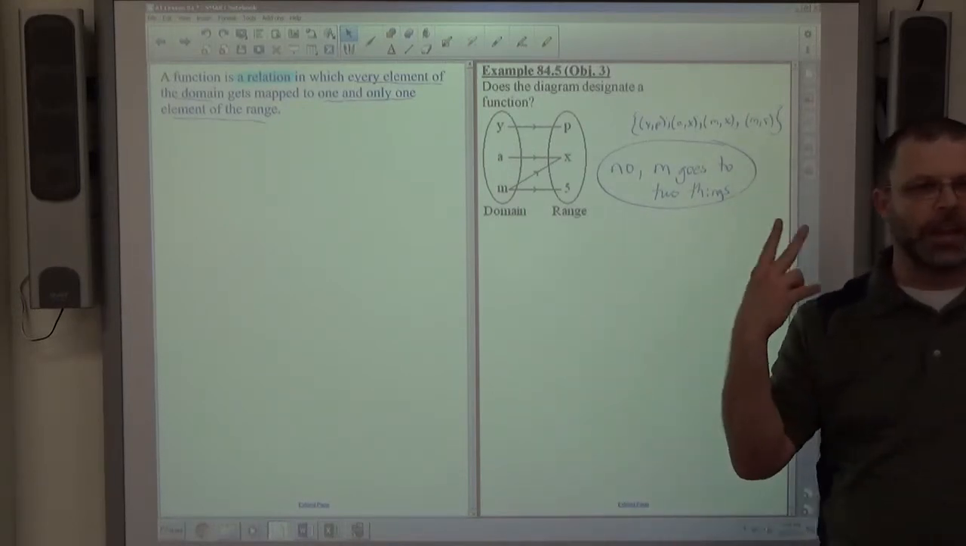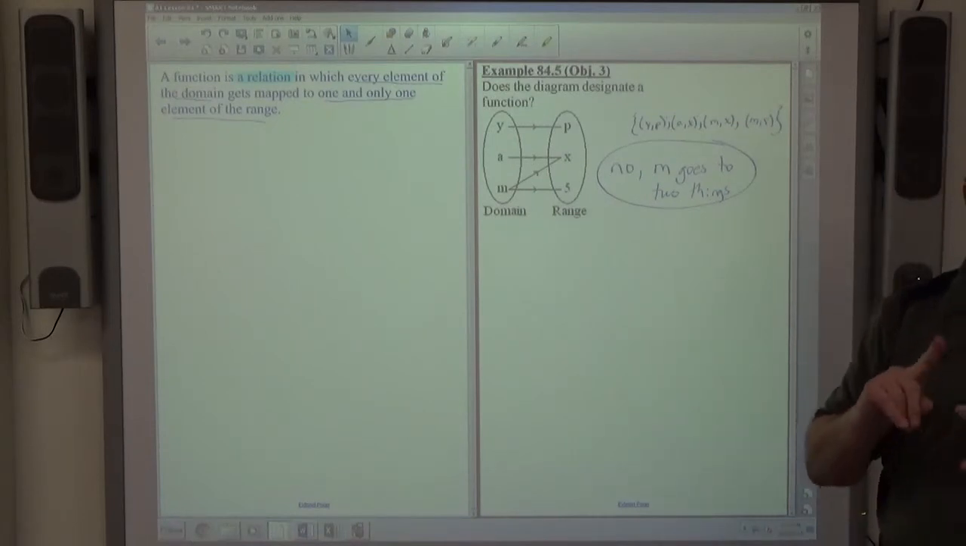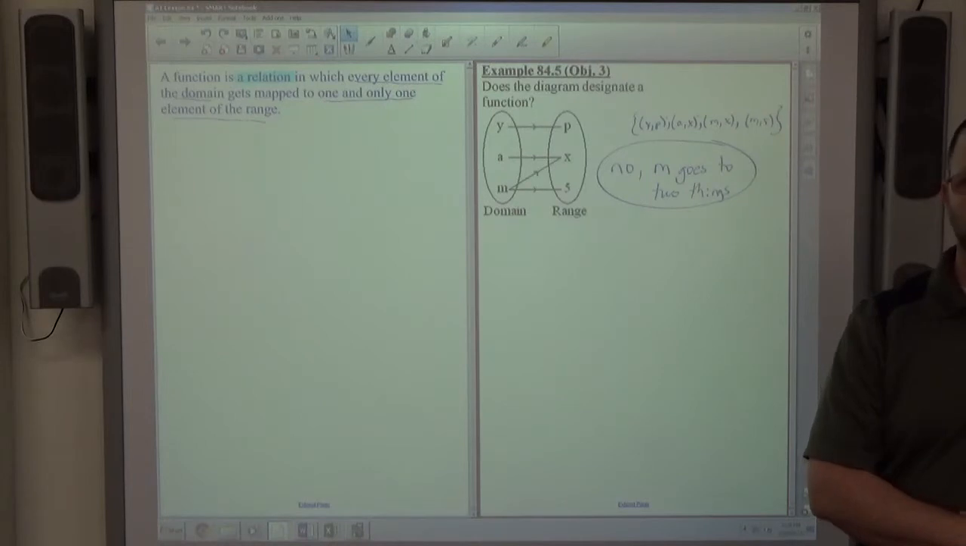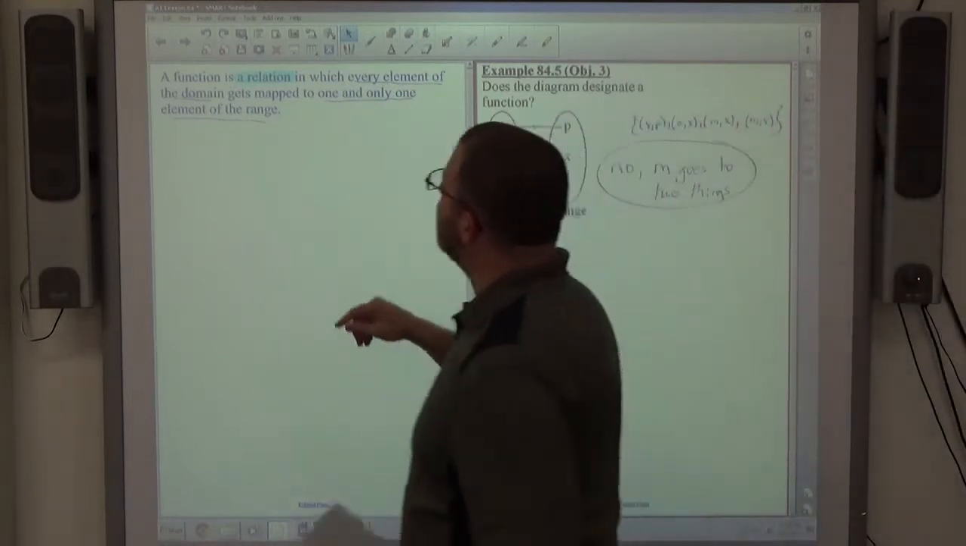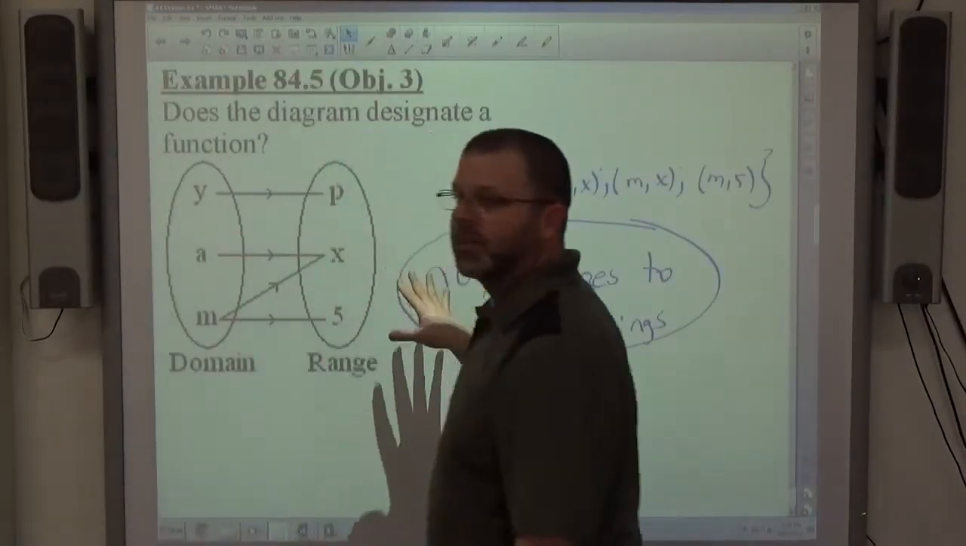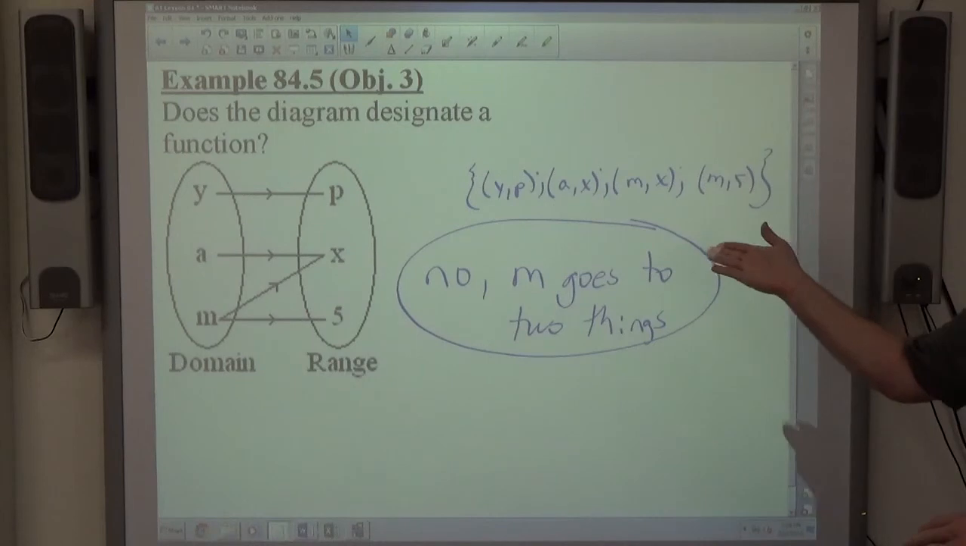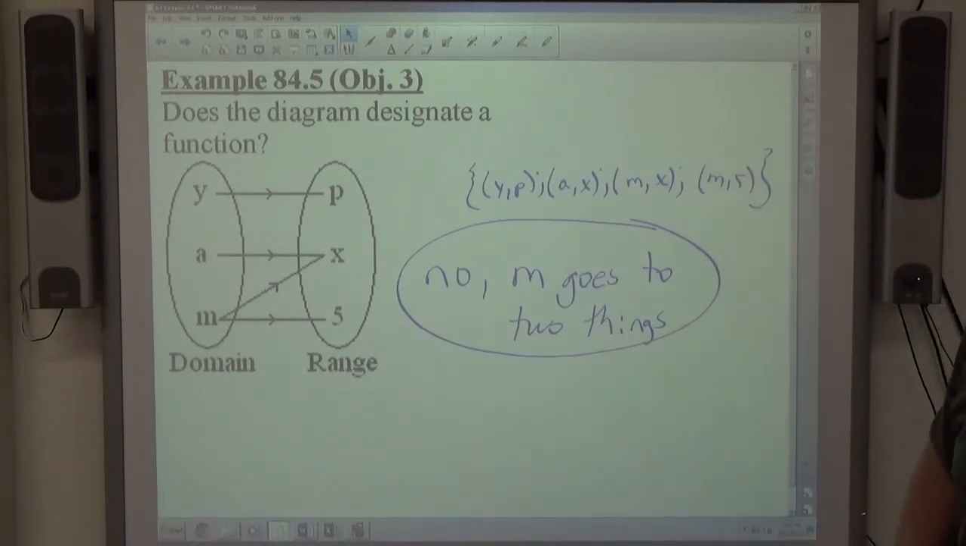2 ways to make it not a function. Number 1, it's not a relation. Number 2, something in the domain goes to more than one thing. Either one of those would be the reason. If you get a no on these problems, I want to know the reason. If you get a yes, just write yes. But if it's no, say no because of this. All right, so no because M goes to 2 things. The end.